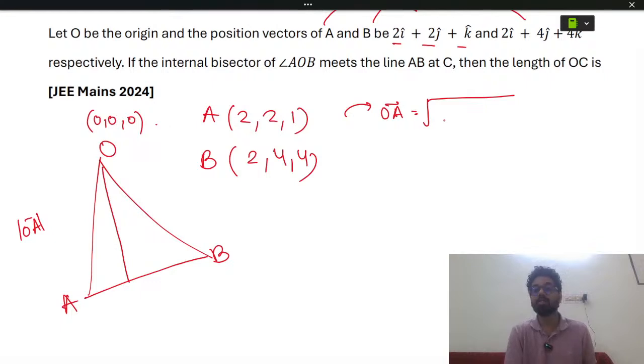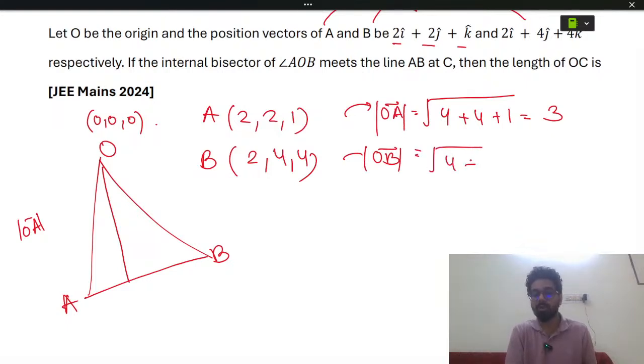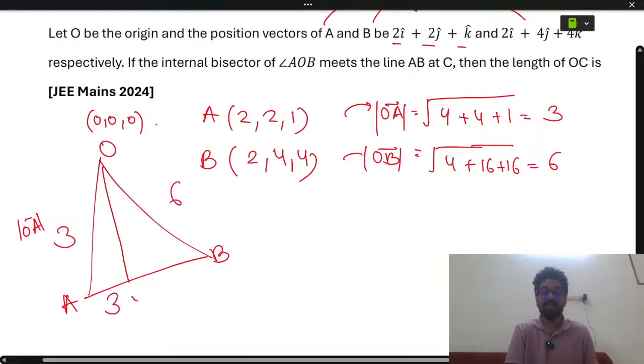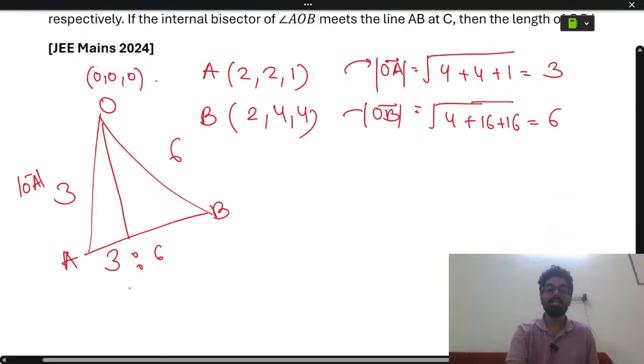So 2 minus 0 squared is 4. 2 minus 0 squared is 4. 1 minus 0 squared is 1. So this is root 9, which is 3. What is OB? Same way, the OB vector magnitude is 2 minus 0 squared is 4, 4 minus 0 squared is 16, 4 minus 0 squared is 16, and this is 36. So this is 3, this is 6. I am saying that the internal angle bisector divides the opposite side in the ratio of the adjacent sides. So 3 is to 6 means 1 is to 2.